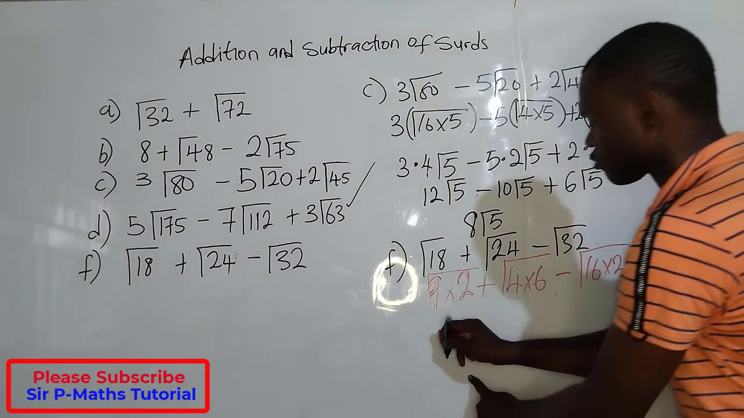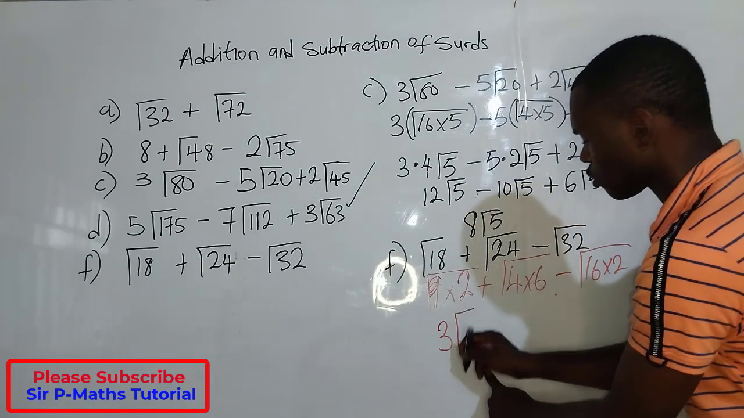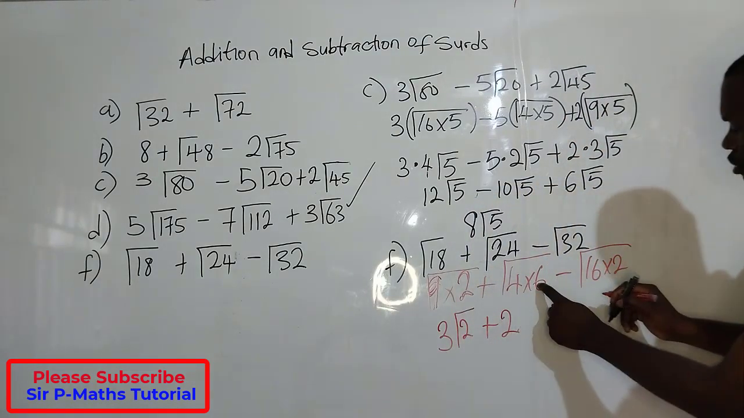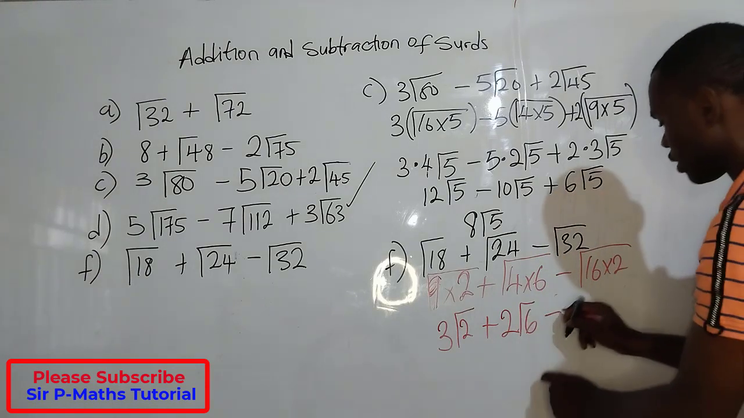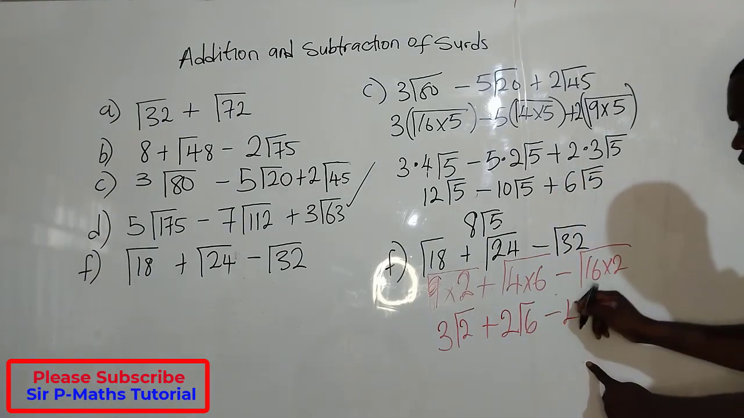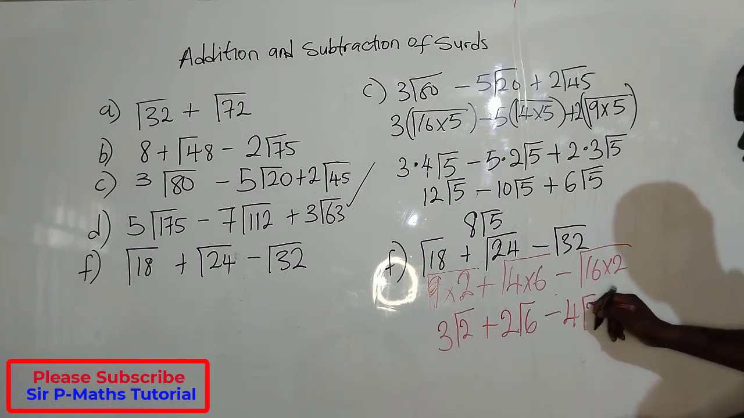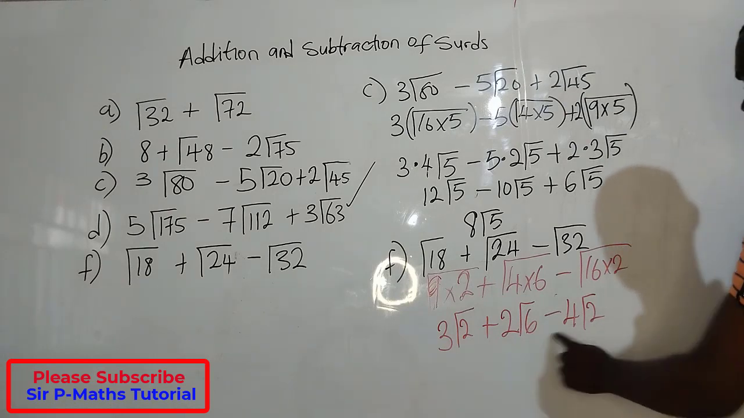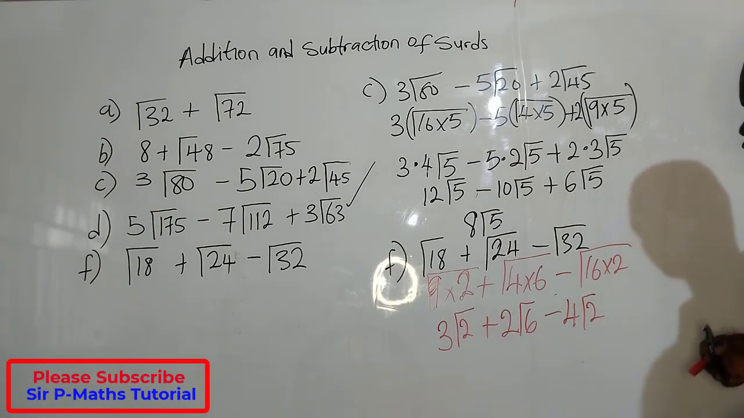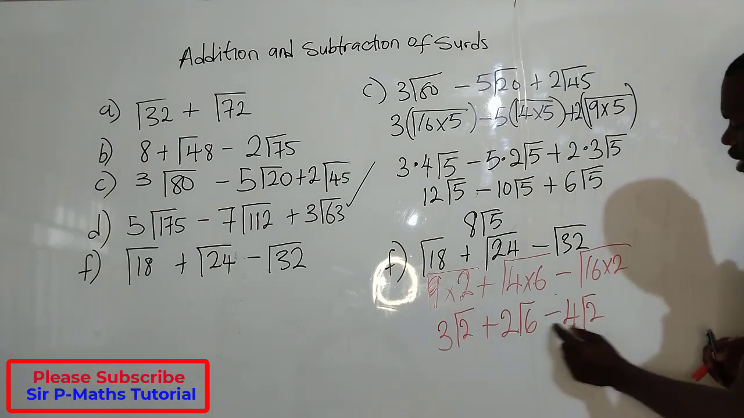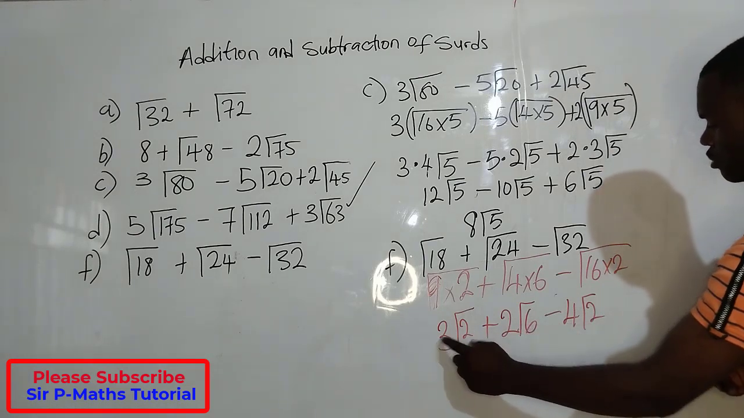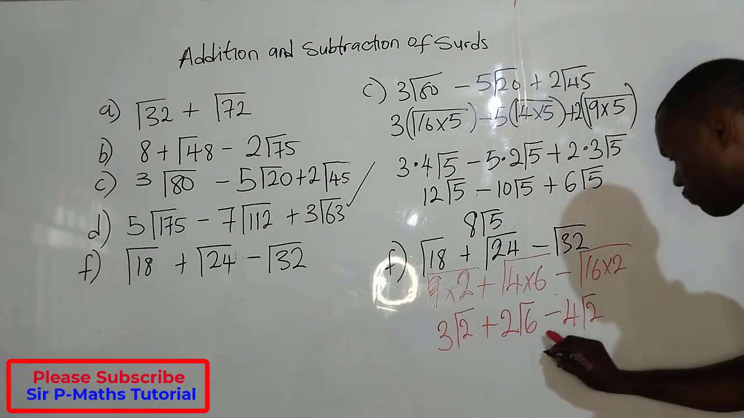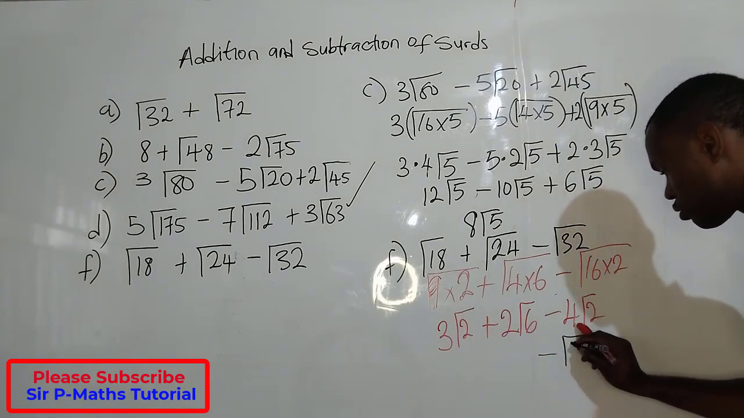Now square root of 9 is 3. Bring down square root of 2, plus the square root of 4 is 2. Bring down the square root of 6, minus square root of 16 is 4. Bring down the square root of 2. Now looking at this, the square root of 2, the square root of 6, and these ones are not the same. So what we do is to operate the ones that are the same. These and these are like terms. So I'll say 3 minus 4, I will have minus 1. Therefore, I will have minus root 2.